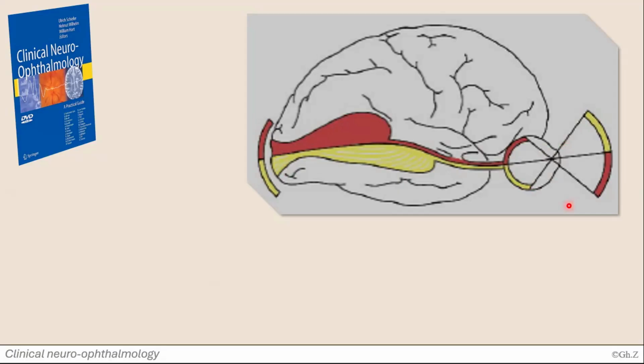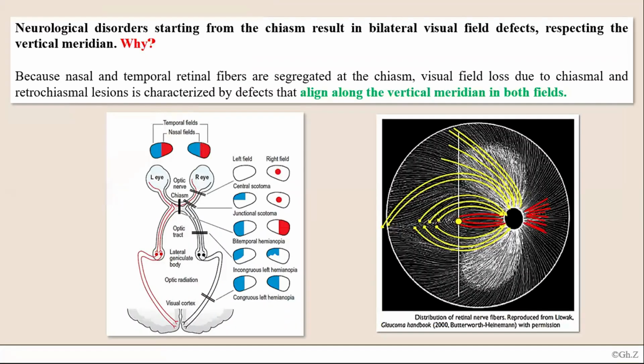So this anatomy is preserved along the visual pathway, except for the lateral geniculate body when things are a bit complicated. Let's see this question or this point. Neurological disorders starting from the chiasm result in bilateral visual field defects respecting the vertical meridian. Why? Here is the answer.